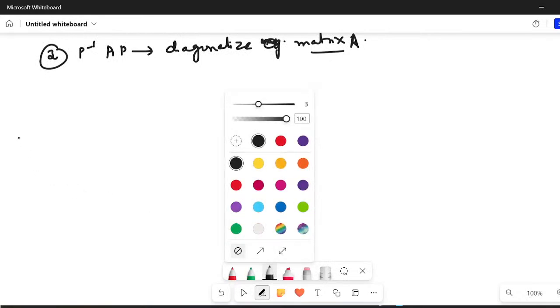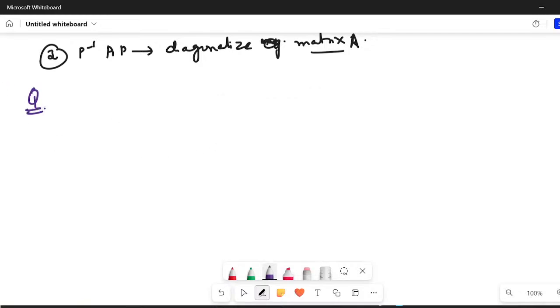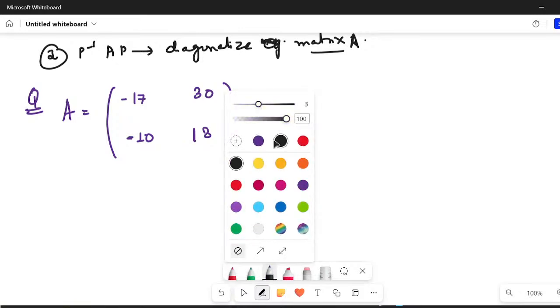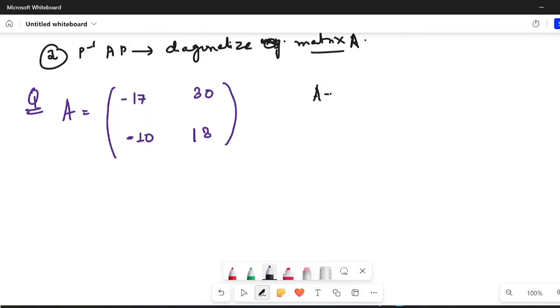Okay, so the question is, try to diagonalize this matrix A given by minus 17, 30, minus 10, and then you have this 18. This is your A, and you want to diagonalize this A. So the first thing that you need to find is the eigenvalues. So let me find the determinant of A minus lambda I equal to 0.